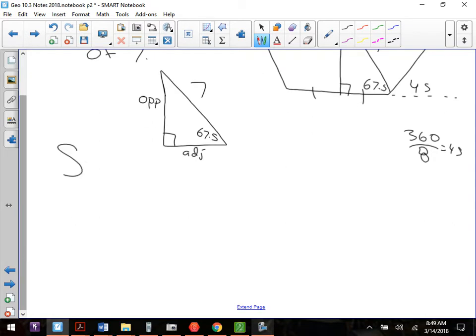So we have the sine of 67.5 is that opposite over 7. Cosine of 67.5 is the adjacent over 7. Once again, how do you untrig it? Or how do you trig this?